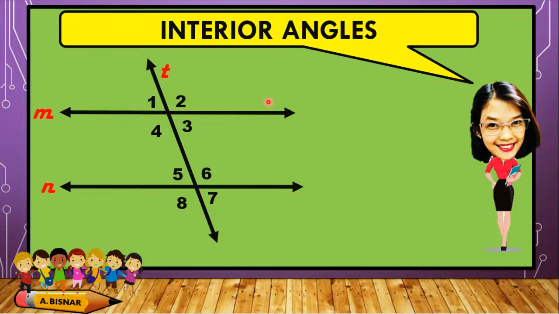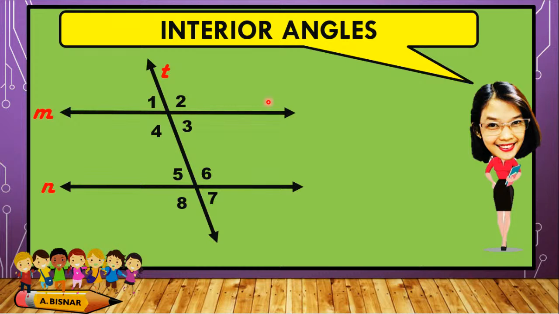So again, we are here to study. So, okay lang kung ano po muna yung mga magiging sagot nyo. What do you think are those angles that are interior angles? Okay, just take a guess. 4, angle 4, angle 3, angle 5, angle 6. Okay, those are your guess. Ayun yung mga hula nyo.